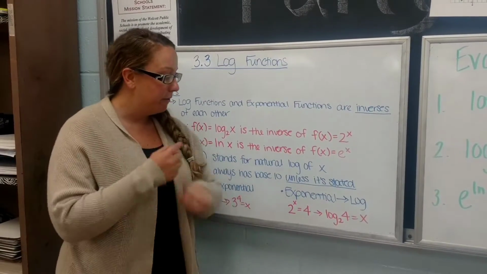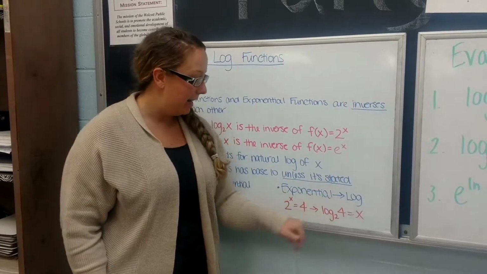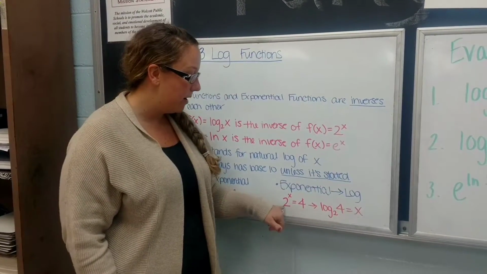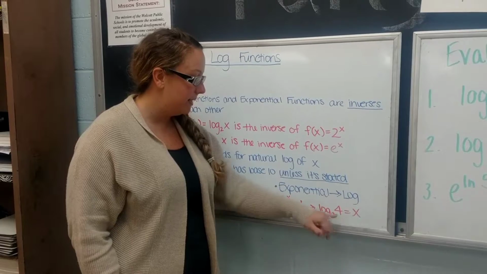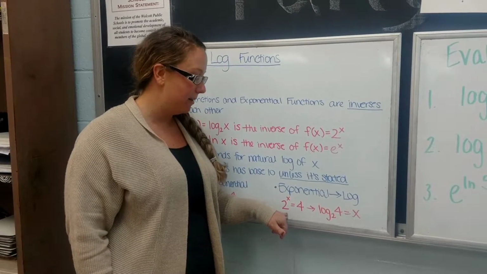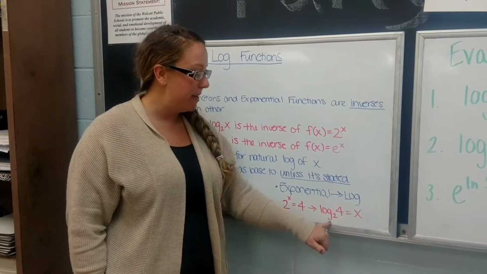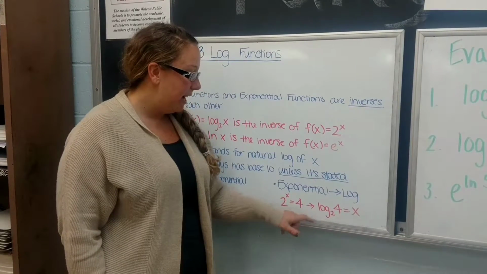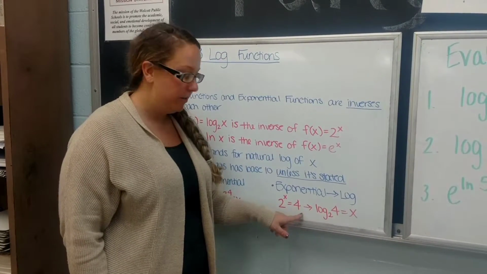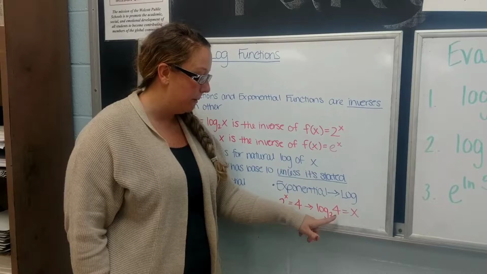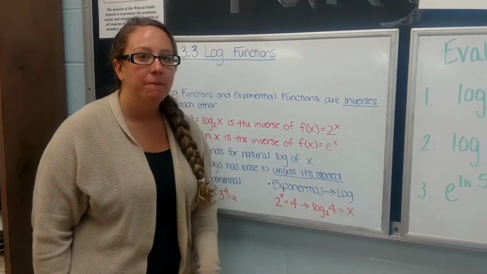If you're going the reverse, from exponential to log, and I have 2 to the x equals 4, again, my base is always going to stay the same. So I have 2 as my base here in exponential form, and I'm going to have 2 as my base here in log form. So I have log base 2 of 4, and again I go across the equal sign to 4, equals x.